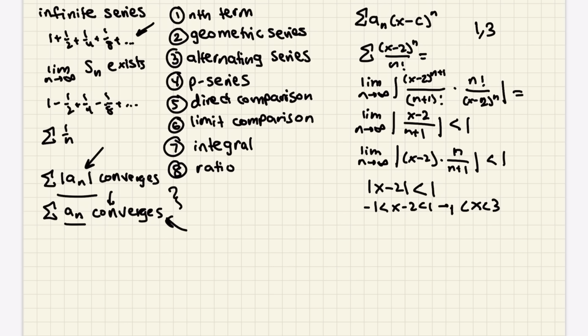The interval is 1 to 3, but is it closed or open? You test the endpoints. If you plug in 1, you get 1 minus 2, which is negative 1, to the power of n. And so you have the series of negative 1 to the power of n over n factorial. Does that converge? Yes, it does, by the alternating series test. And so this is closed here.